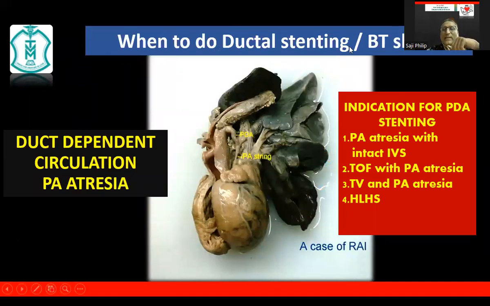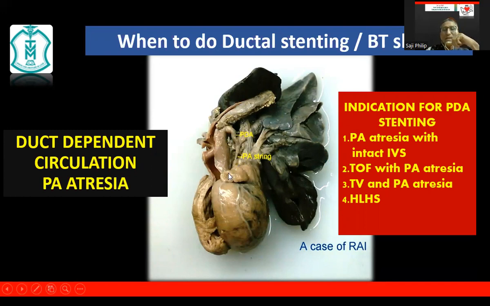So when to do ductal stenting and BT shunt? That is a very important thing. This is our specimen of a case of right atrial isomerism. Here the PA was very thin and it's like a string. So you can understand that there is no forward flow from the RV to PA, but the flow is from the arch to the ductus and to the RPA and LPA to the lungs. So once this ductus closes, then a very dangerous child will die. So immediately if you diagnose, you have to start with the PGE2 and send to the higher center.